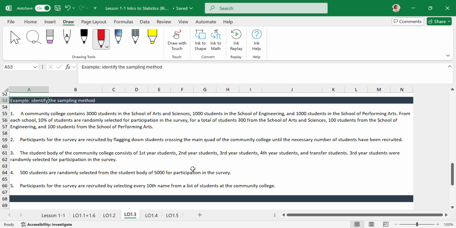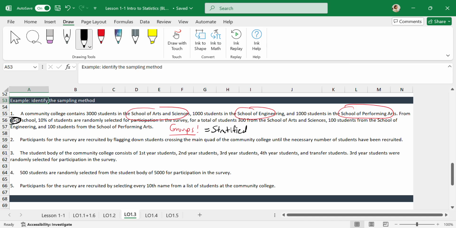So the first thing I want you to notice about this question is that it has groups: School of Arts, School of Engineering, School of Performing Arts. So it has groups. There's only two methods that involve groups: stratified and cluster. Stratified, you have to choose from each group. Cluster, you do not. Notice that this question says from each school. They take 300 from the first, 100 from the second, 100 from the third. So because they're choosing from each, this is stratified.